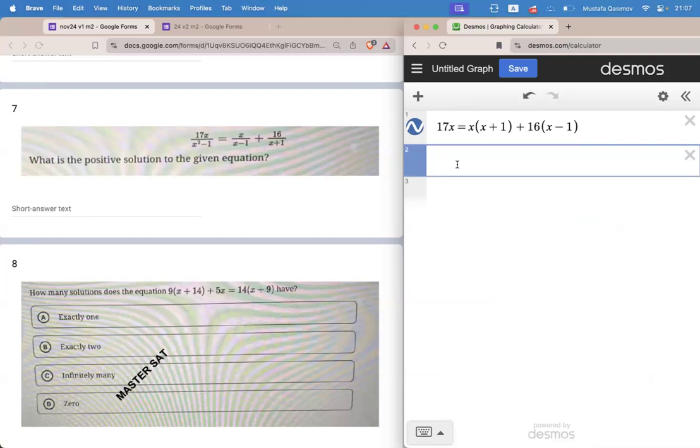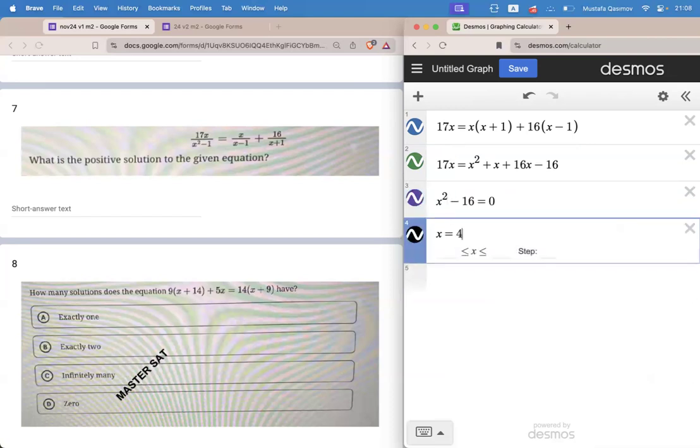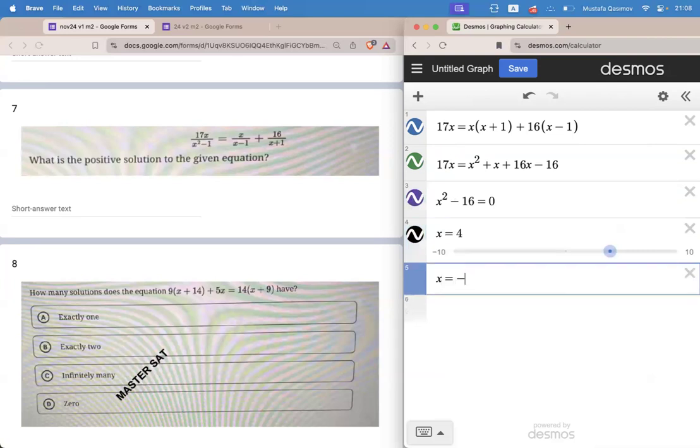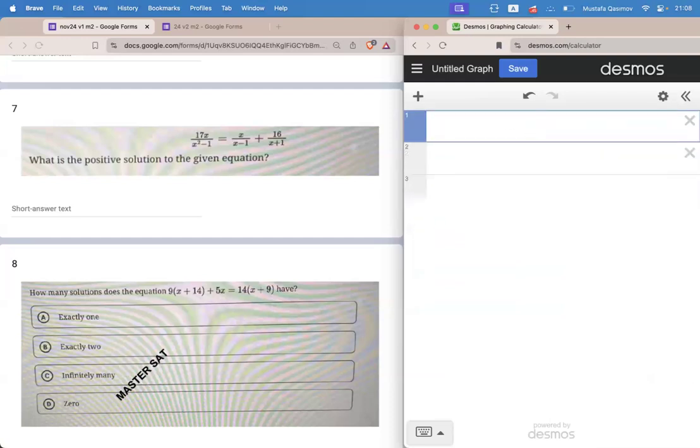Then you have to write it like this. 17x is equal to x squared plus x plus 16x minus 16. Then you can write x squared plus 17x minus 16 is equal to 17x. Then we can eliminate 17x. It will be 0 and 0. So the answer is x is equal to 4 and negative 4. Because a positive solution, the answer is positive 4. So it is 4.